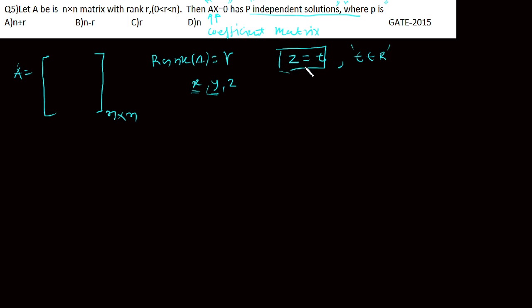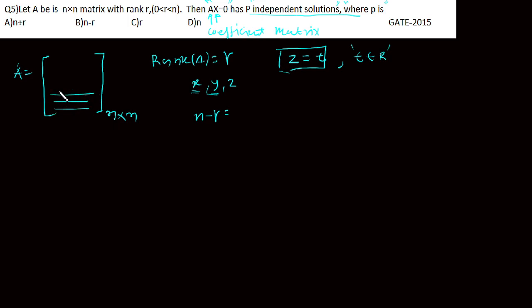Now, if the matrix has a rank deficiency, then we get the independent solution. Otherwise, we get the unique solution for x, y, z. So here it is given the rank of this matrix is r, where r is less than the dimension of this matrix, which is n cross n. So we can say that at least n minus r rows of this matrix will be 0.